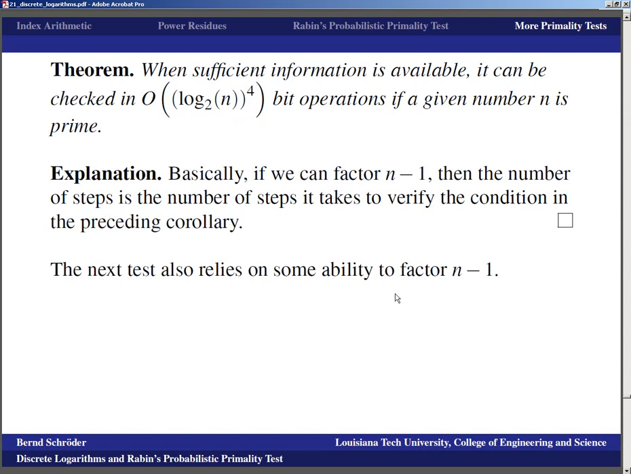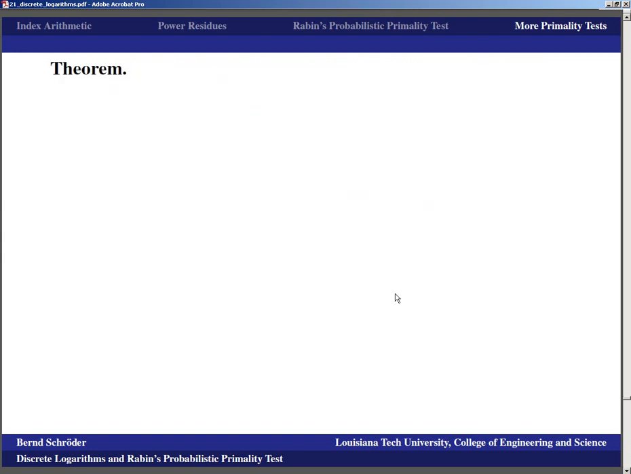The next test, however, and that's the interesting thing, even though I felt like, how much information can you get on n-1 when n is really hard and ugly? Well, apparently quite a bit, but then again, if you're looking for numbers that work really well for public key encryption, then you probably want n to be nasty and n-1 to be really nasty also. But either way, the next test also relies on some ability to factor n-1.